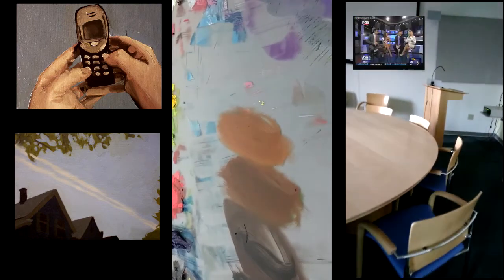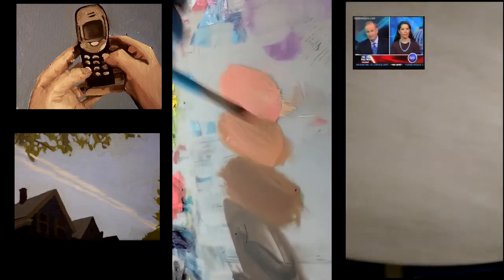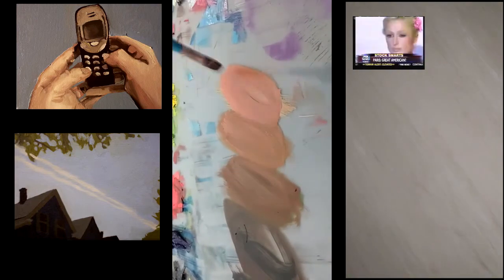And then I started looking more at just paintings of how we look at technology. As you can tell by the age of this phone in this painting on the top left, the phone is ancient. It's probably 2008 or something like that. So the way we're looking at phones, the way we're constructing our identities based around them.